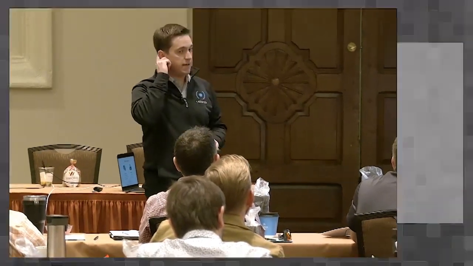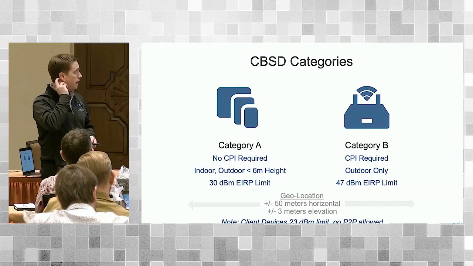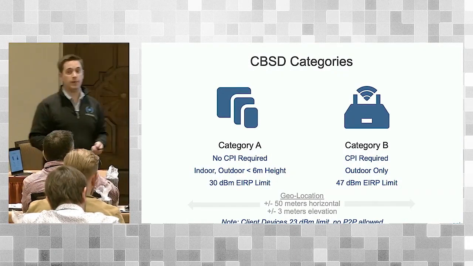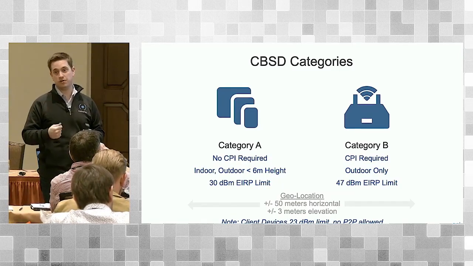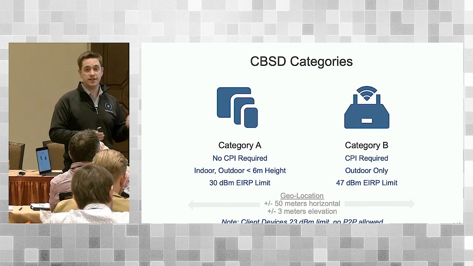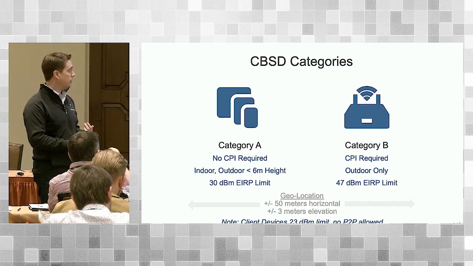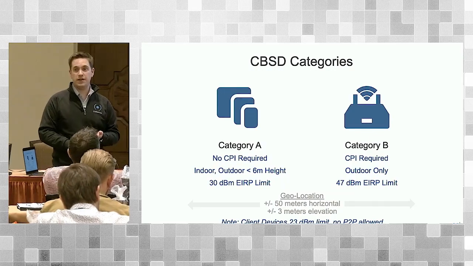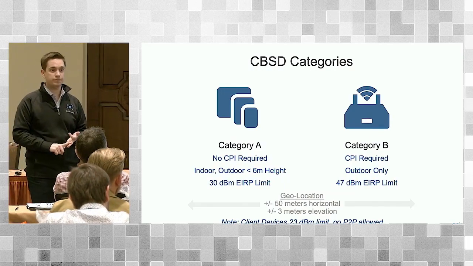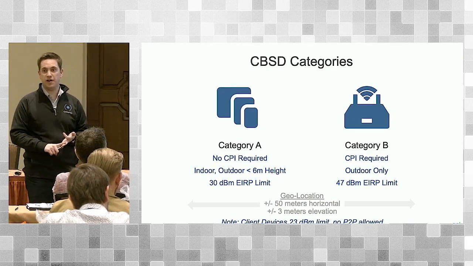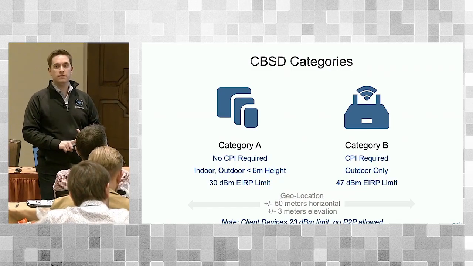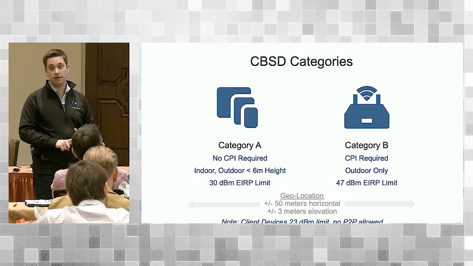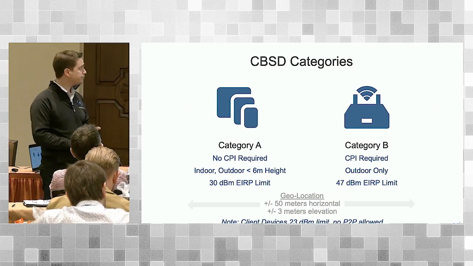So here's where we get to those CBSD categories. Category A is the low power, category B is the high power. Category A has no CPI requirement. Anybody can install it as long as it's certified and integrates with the SAS. It does have some restrictions. You can use it indoor, or you can use it outdoor at less than 6 meters height, and it has a 30 dBm EIRP limit. That is what defines a category A: the 30 dBm EIRP limit, and if you're doing it outdoors, which you can, you're limited in height.